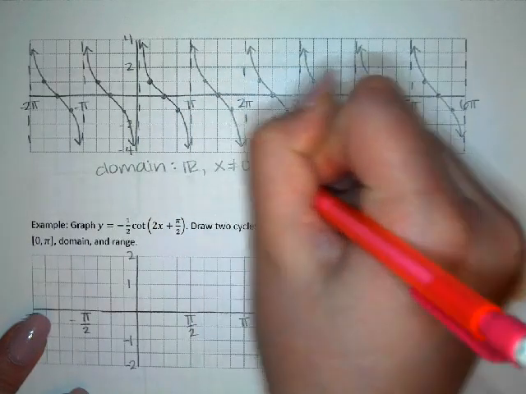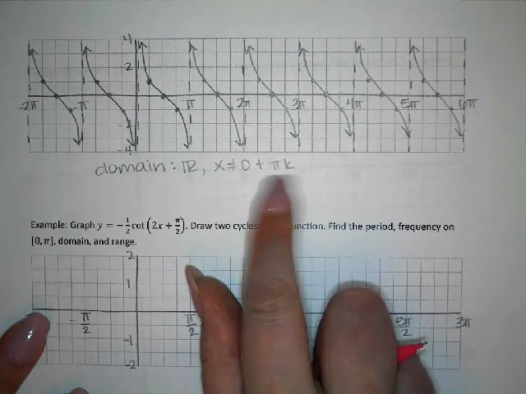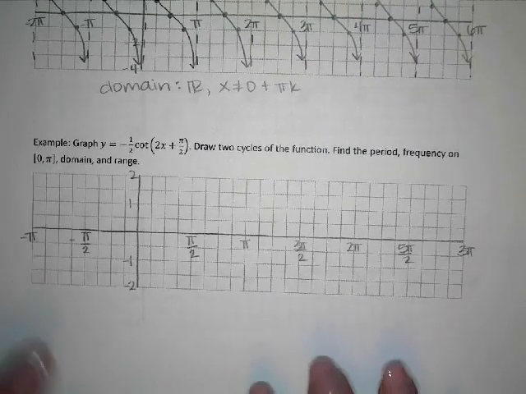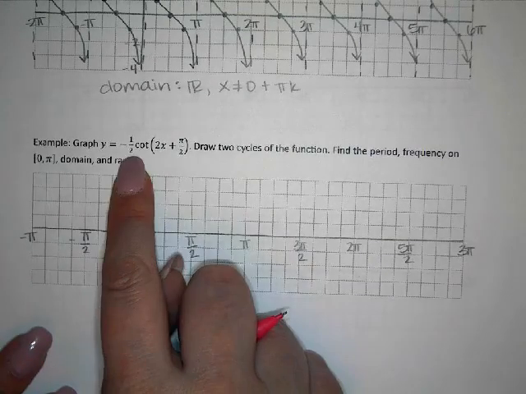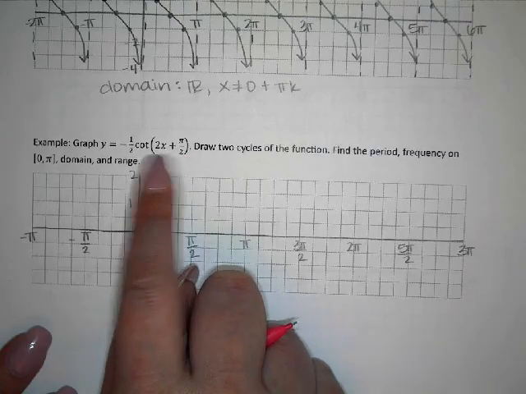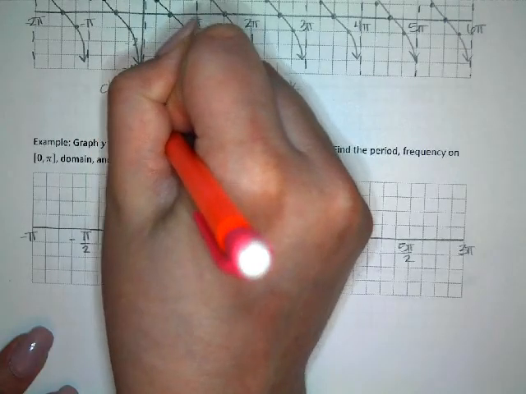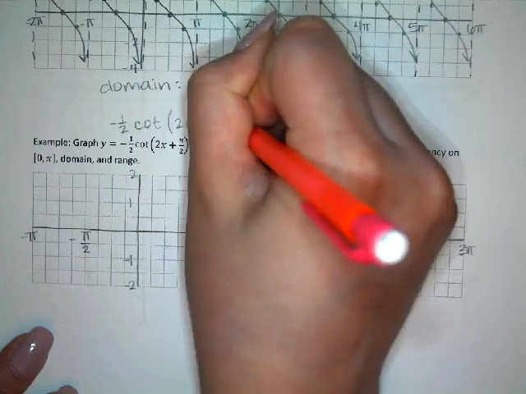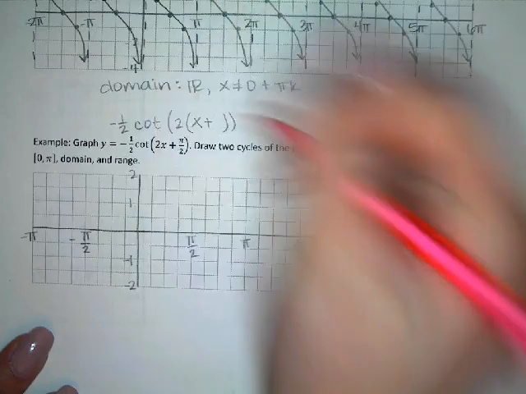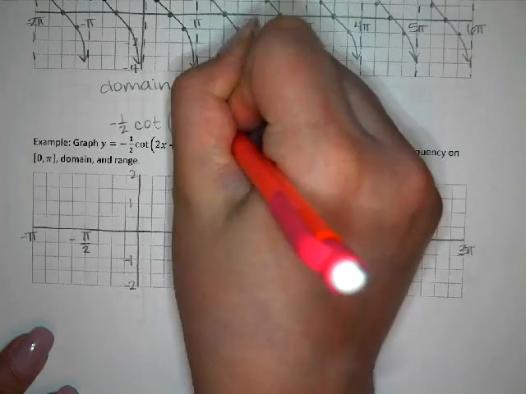Okay, so let's go ahead and try a transformed function. So we have negative 1/2 cotangent of 2x plus pi halves. So I'm going to go ahead and factor the inside of this. So I have negative 1/2 cotangent, and then I have to divide out the 2. Pi halves divided by 2 is pi fourths. So I'm going to be shifting the graph to the left pi fourths. So I have to be careful about that.